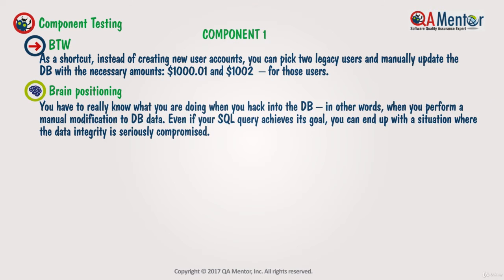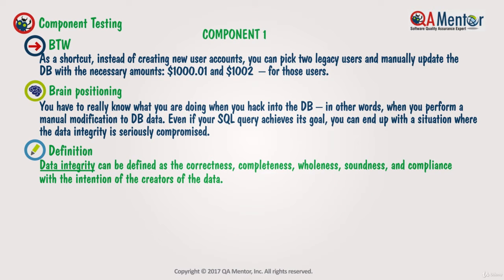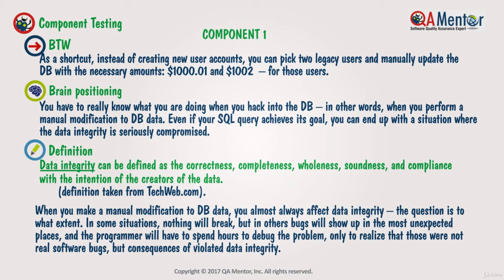Brain positioning. You have to really know what you're doing when you hack into the DB. In other words, when you perform a manual modification to DB data, even if your SQL query achieves its goal, you can end up with a situation where the data integrity is seriously compromised. Data integrity can be defined as the correctness, completeness, wholeness, soundness, and compliance with the intention of the creators of the data. Definition taken from techweb.com. When you make a manual modification to DB data, you almost always affect data integrity. The question is, to what extent?